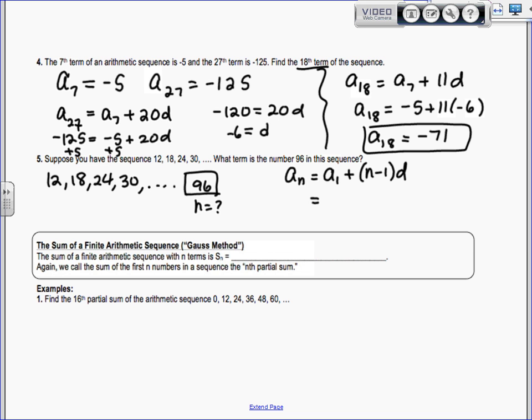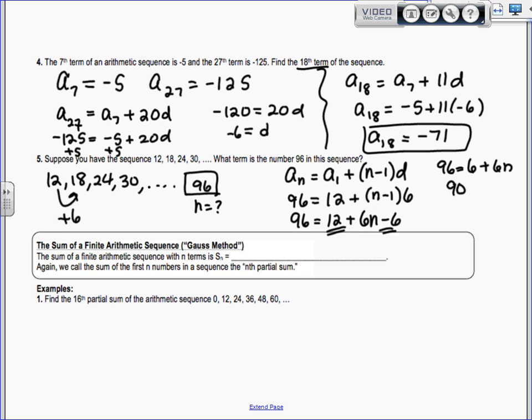Okay, so my first term is 12. I have n minus 1, and then my common difference in this case, I'm always adding 6. So 6. And that's going to give me my nth term, which is 96. So this is an equation that I can solve. So I'm going to have 96 equals 12 plus 6n minus 6 when I distribute the 6. So 96 is equal to, 12 minus 6 is 6, plus 6n. So 90 equals 6n. So n is equal to 15. So this means that this was the 15th term.